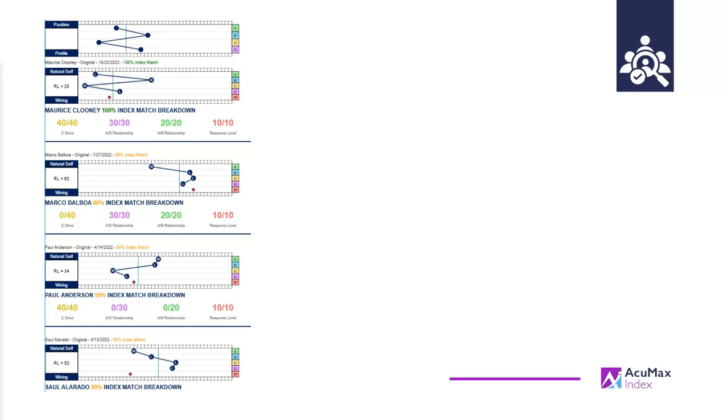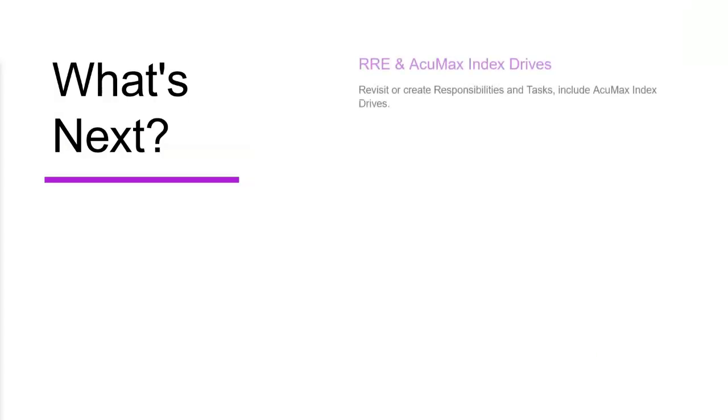As you can see here, Maurice is a 100% match for the CSR. Marco Balboa didn't really interview well, but what happens is this manager looks at these two other individuals, Paul Anderson and Saul Dorado, who are lower matches at 50%. So because everything makes sense, she looks at this and says, no, not for CSR, but they really did interview well. And Paul especially has a great resume when it comes to sales. So how can we use these individuals for our future?